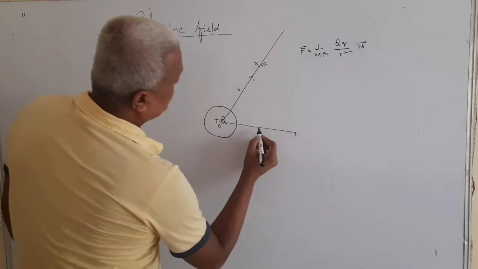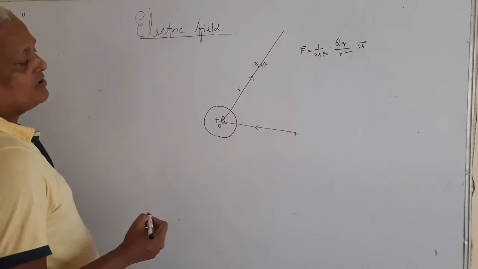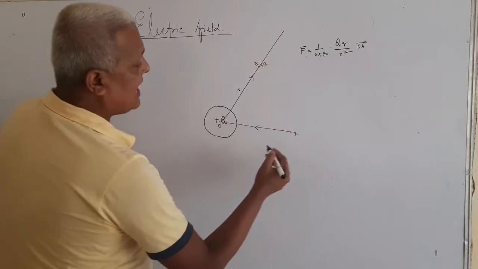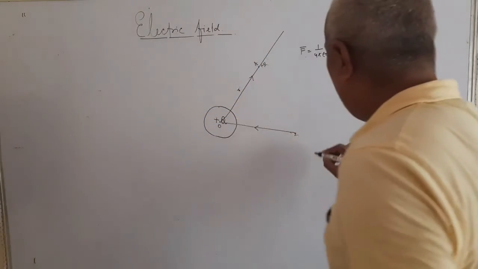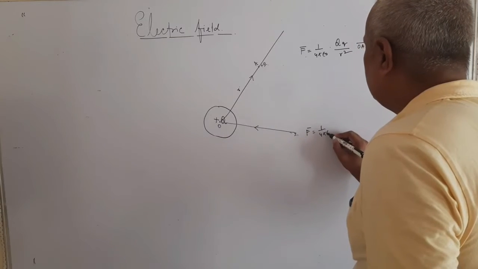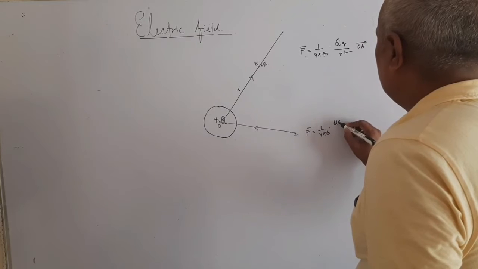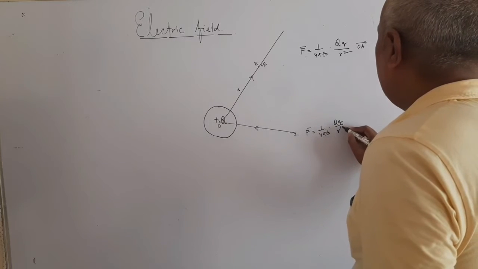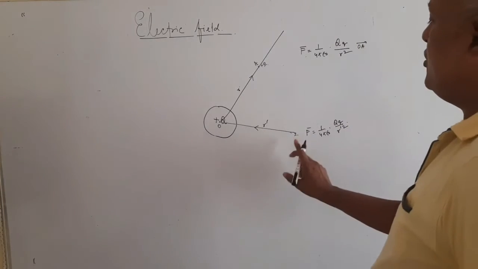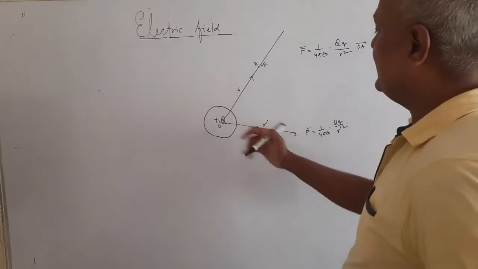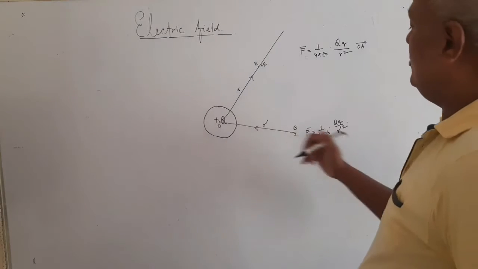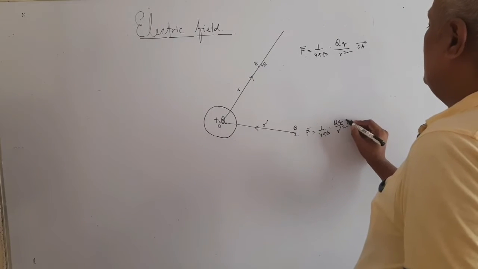Now if this is another body which has a charge minus Q, then this one will experience a force of attraction because this is negative charge and the other body is positive charge. The magnitude of this force will be given as F bar is 1 by 4 pi epsilon naught, Q Q over R dash square. I call it R dash, and the direction will be from this to this. Suppose this is B, so it will be from B to O, and that is called BO bar.